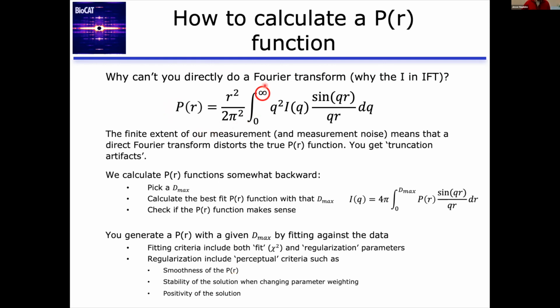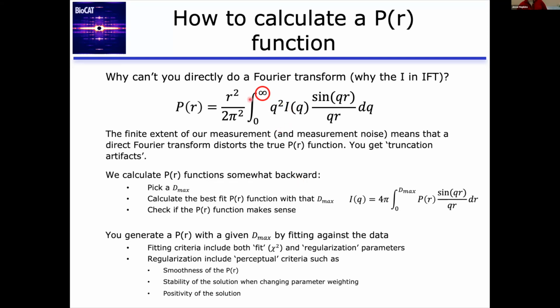One of them is that you have, again, this kind of pesky infinity hanging out in this integral, and we never measure data out to infinity. The other is that you have measurement noise. This finite extent of our measurement and the measurement noise means that if you do a direct Fourier transform on your scattering profile, it distorts the true P of R function. You get what are called truncation artifacts showing up, which usually manifest as kind of high frequency oscillations in the profile. Instead, we actually go about this kind of backwards.